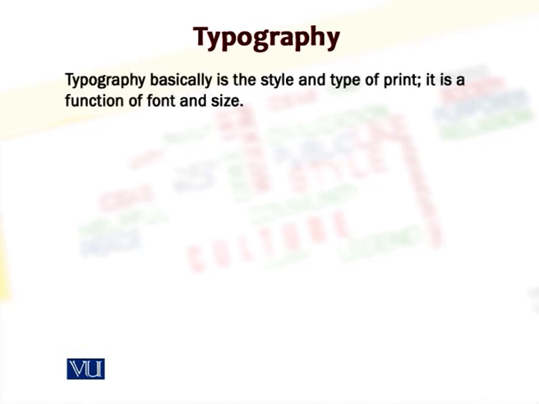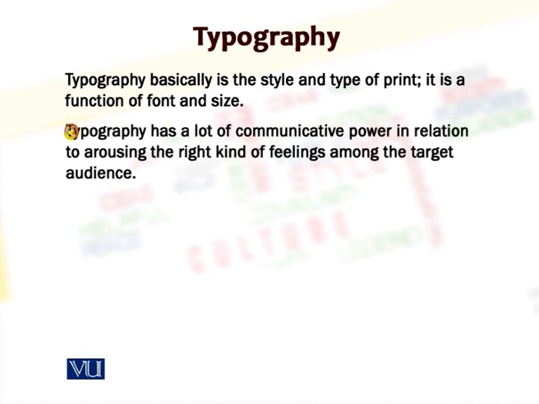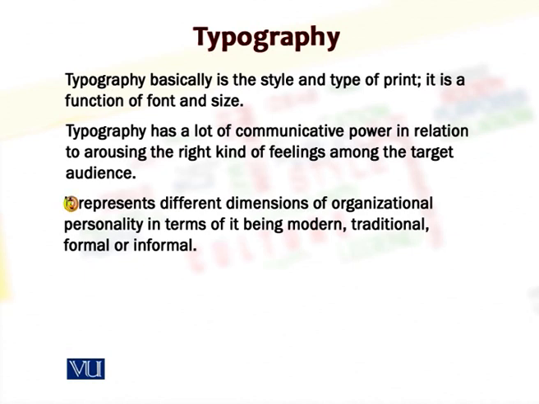Let us now move on to the next element, which is about typography. Typography basically is a matter of the style and the type of print. It basically is a function of font and size, and we all are accustomed to those elements. Typography has a lot of communicative power when it is a question of reaching our target audience. The different kinds of typographies have different levels of characteristics in terms of their communicative power. Why? Because different typographies represent different personalities or different dimensions of personalities of the different organizations.